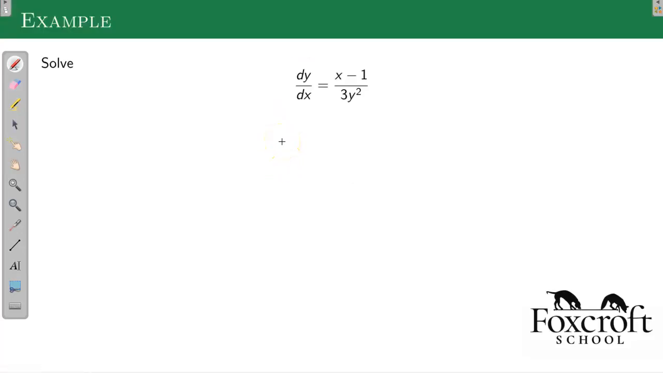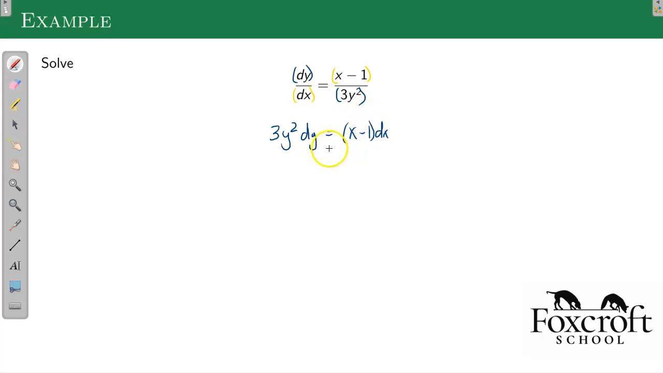So this is a separable differential equation. The basic idea is I have this x piece and this y piece. On the left-hand side, I have this y piece and this x piece. I'd move the x pieces to the same side and the y pieces to the same side. So what I'm going to do is multiply. I'm going to have 3y squared dy equals (x minus 1) dx.